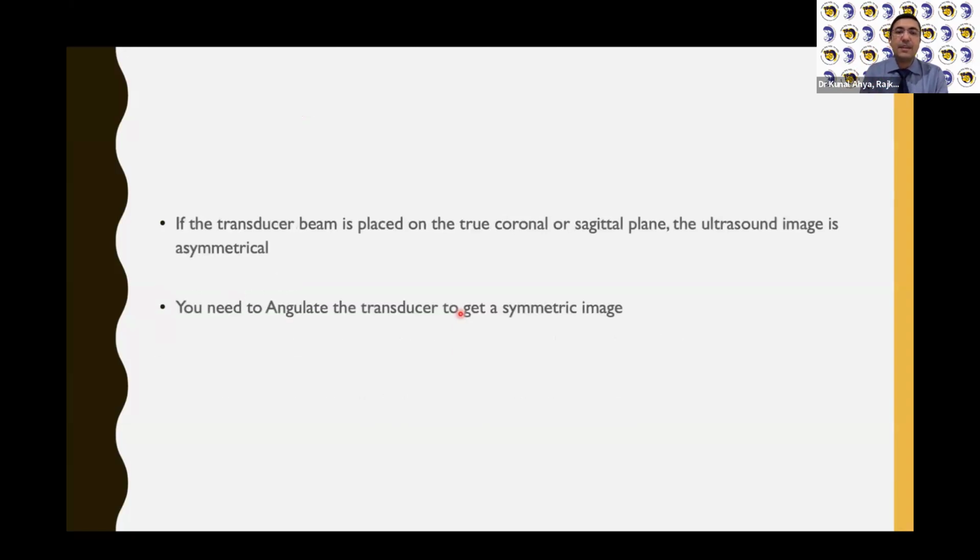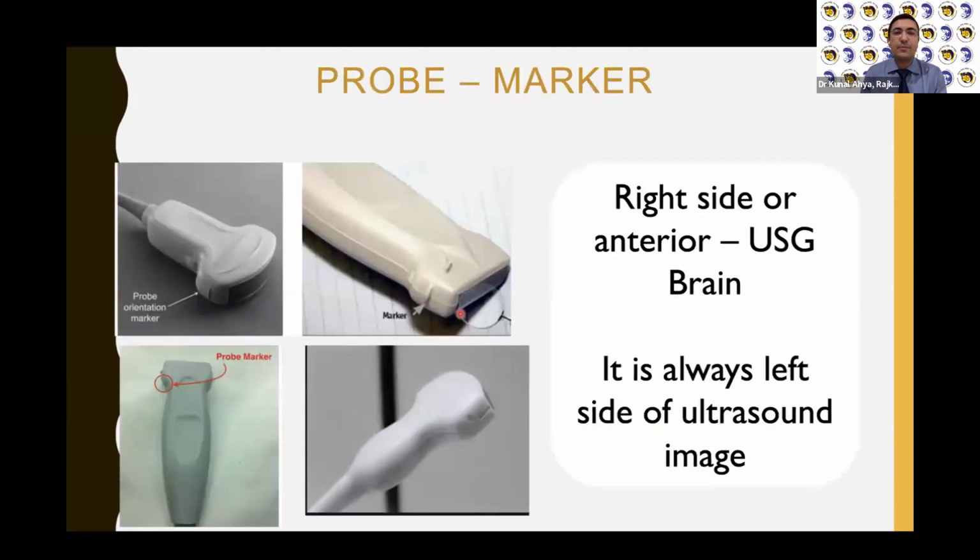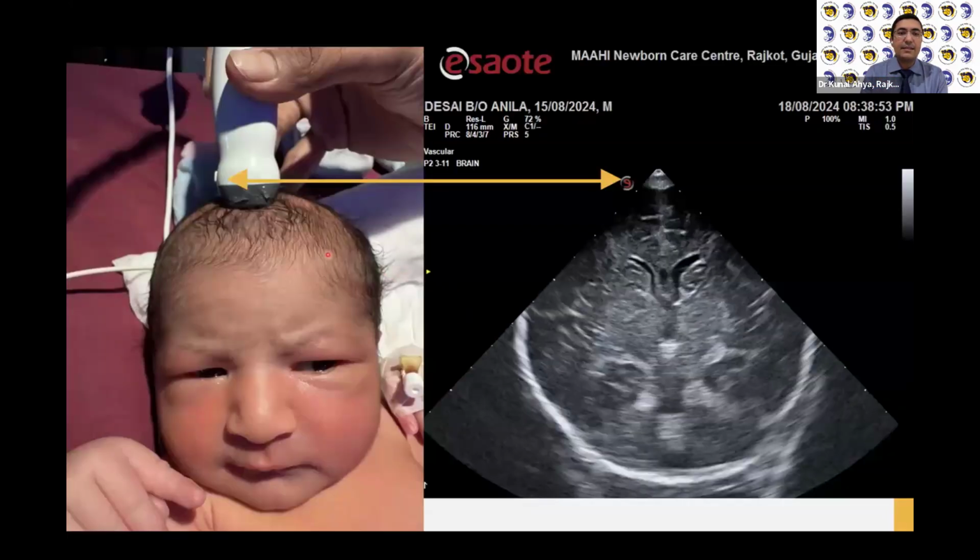If the transducer beam is placed on the true coronal or sagittal planes, that is exactly in the midline, still there is some asymmetry which is physiological. So you need to angulate it a bit so that you get a better and symmetrical image. Now again to the probe marker, which I told you has to be kept on the right side for your coronal views and anteriorly for your sagittal views. And the marker on the screen should always be on the left side. That means the marker is kept on the right side of the baby, and the marker which you see on the screen should always be on the left side of the screen.